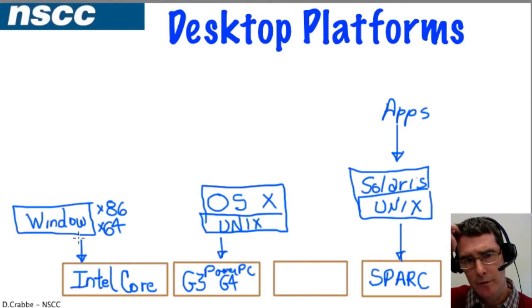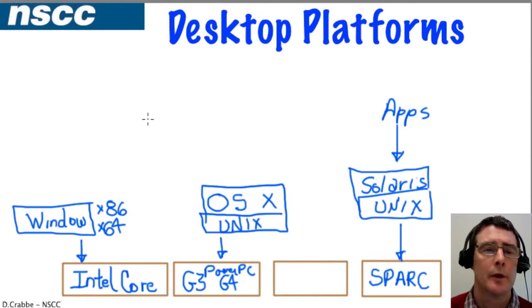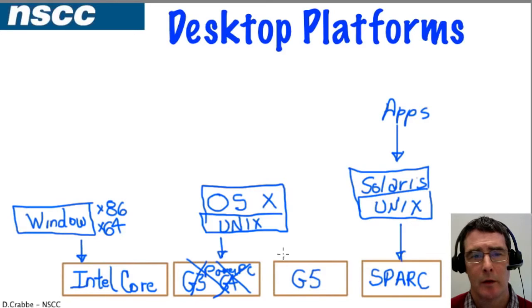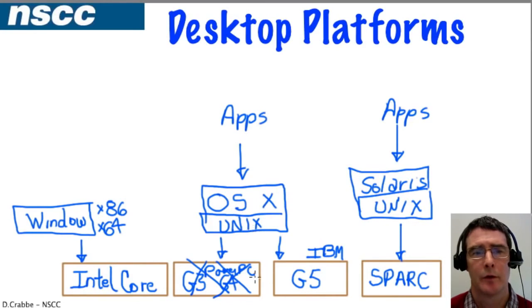Now, as things evolved, companies wanted faster and faster processors, so this gave way to an even faster processor created by IBM called the G5. And so OS X was designed to run on the IBM G5 processor. And again, we have apps here designed to run on this version of OS X.